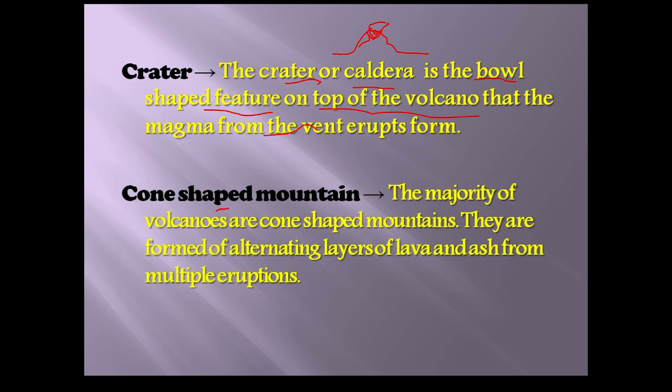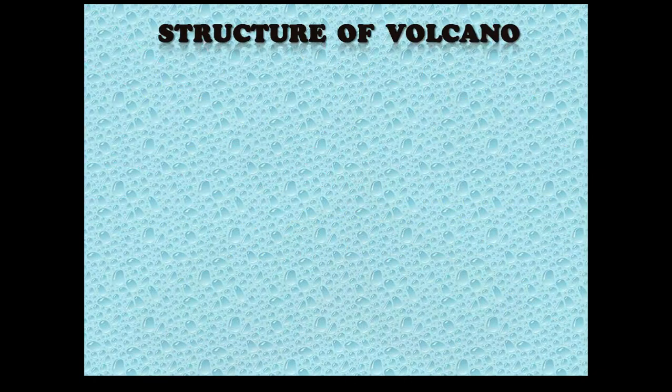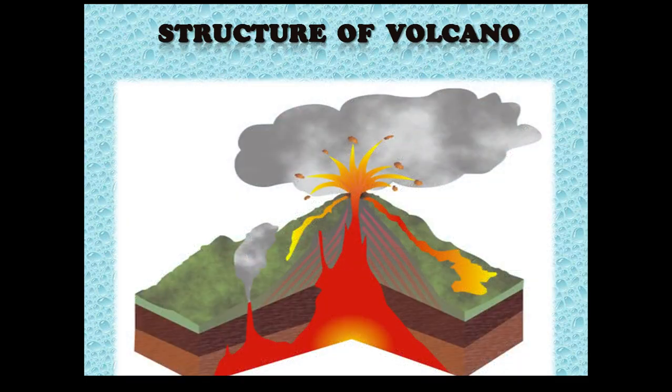The cone shaped mountain is the majority, most of the area, of the volcano. We have seen that it is formed of alternating layers of lava and ash from multiple eruptions. Now we will see the structure of this volcano. It is a cross section of a volcano.